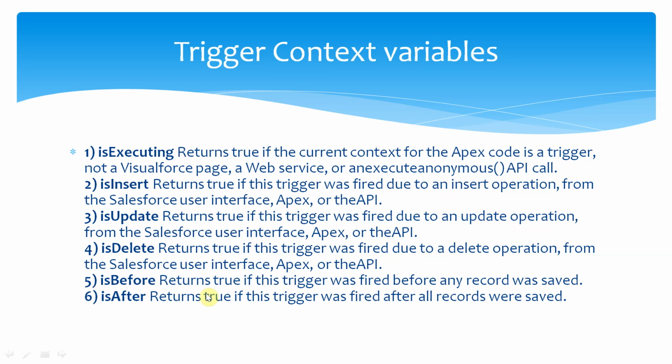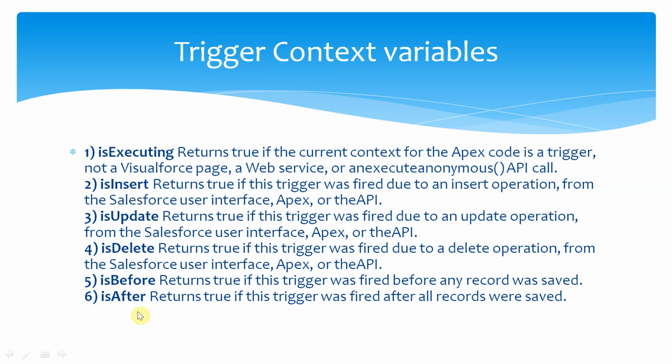Now, an important one is there are two events: before and after. You can check whether the trigger has fired in the before mode, before the record is saved, and you can check whether the trigger is fired in the after mode. The important part here is isInsert, isUpdate, isDelete will be clubbed with isBefore or isAfter. There is an isBefore for isInsert, there is a before update, and there is a before delete. Obviously, you don't have an after delete.